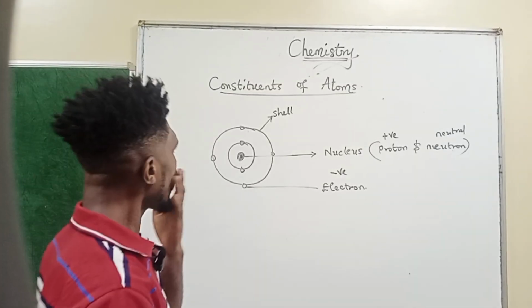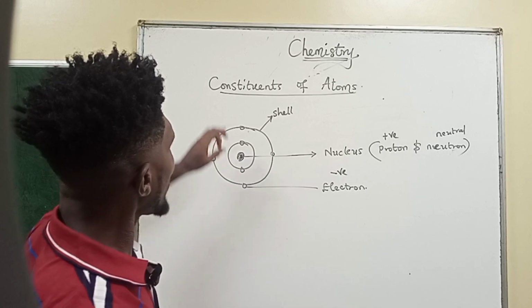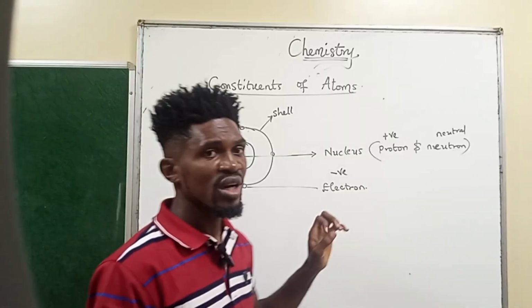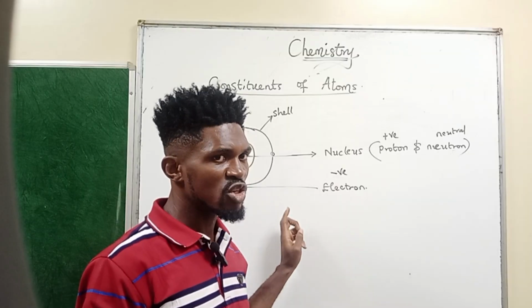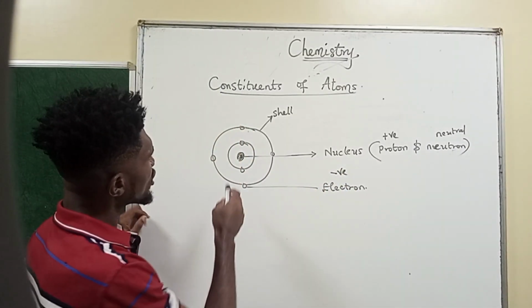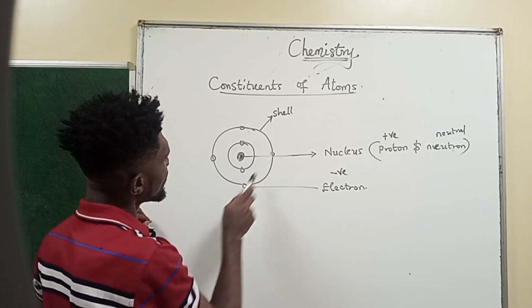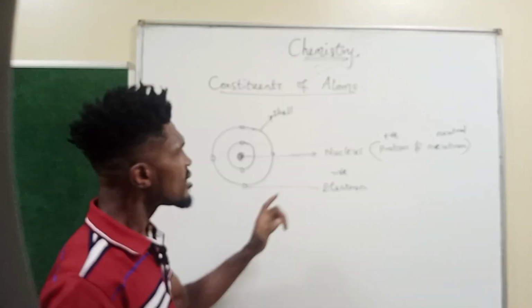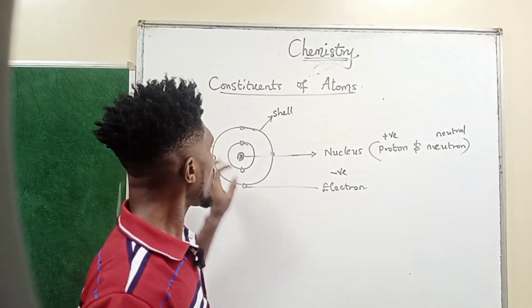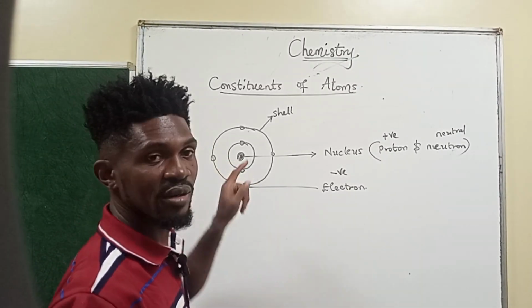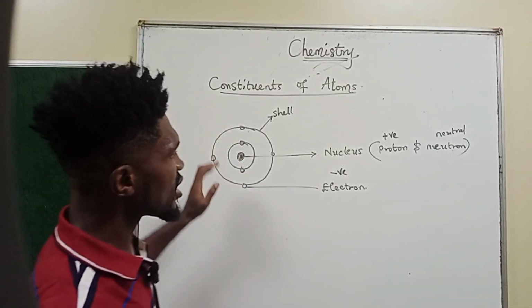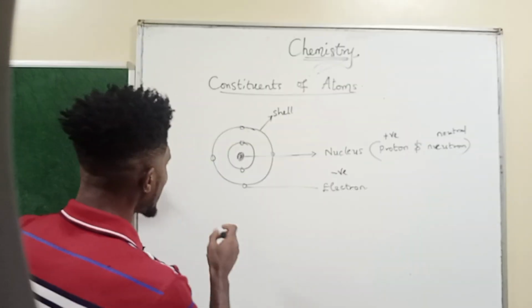Okay? And now, the reason why we will say it is electrically stable is because we have equal number of proton and electron in an atom. That is, if you count the number of electrons we have here, we have 1, 2, 3, 4, 5, 6. There will also be 6 protons. We have 6 electrons, we also have 6 protons. I don't know if you understand that. Let me represent it on the table.